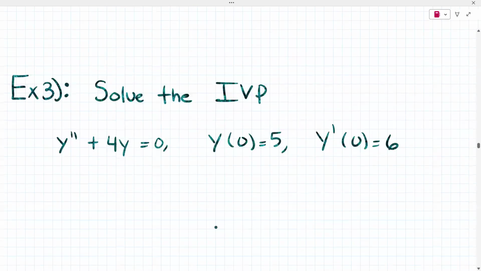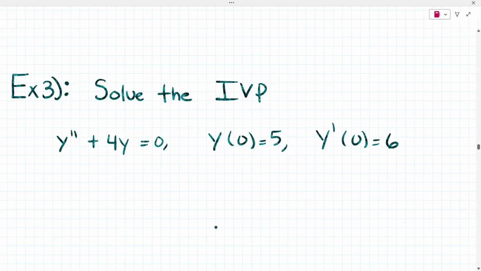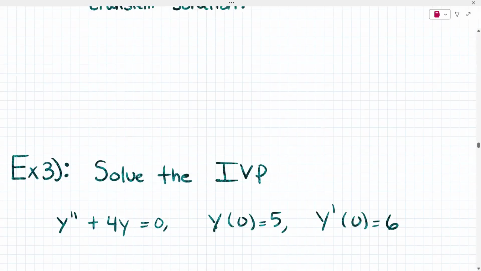Okay, let's do example 3. Solve the initial value problem y double prime plus 4y equals 0 when given the initial conditions y of 0 equals 5 and y prime of 0 equals 6.